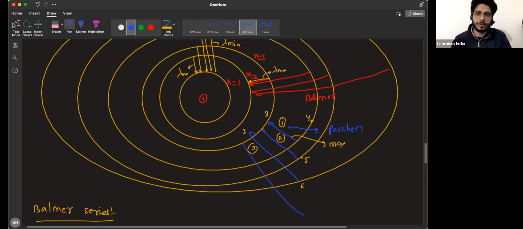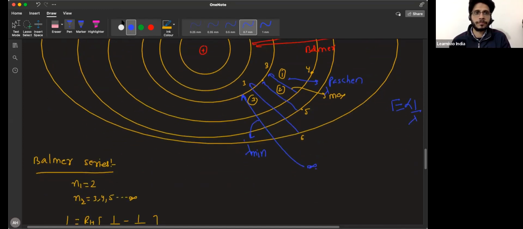We decide in this way. The last transition is infinity to 1. So the last transition corresponds to maximum energy. So what about the wavelength? Wavelength will be maximum or minimum in the last line? It's coming from infinity to 1. Energy difference is maximum. What about the wavelength? Wavelength will be minimum. Remember this thing. Energy difference is inversely proportional to wavelength. Is it clear? Yes, sir.